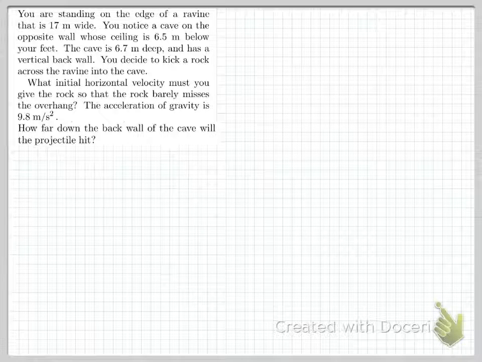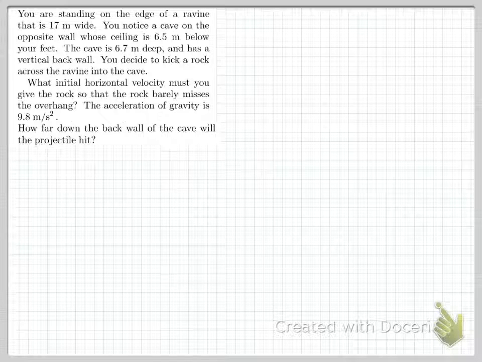You notice a cave on the opposite wall whose ceiling is 6.5 meters below your feet. The cave is 6.7 meters deep and has a vertical back wall. You decide to kick a rock across the ravine and into the cave. At what initial velocity must you give the rock so that the rock barely misses the overhang? The acceleration of gravity is 9.8 meters per second squared. Also, how far down the back wall of the cave will the projectile hit?